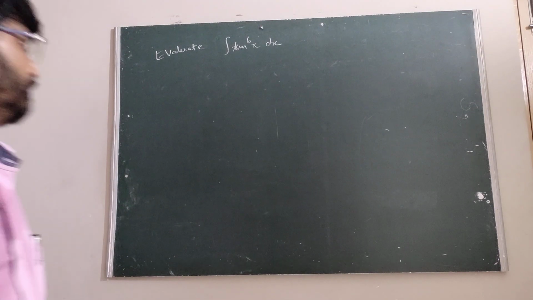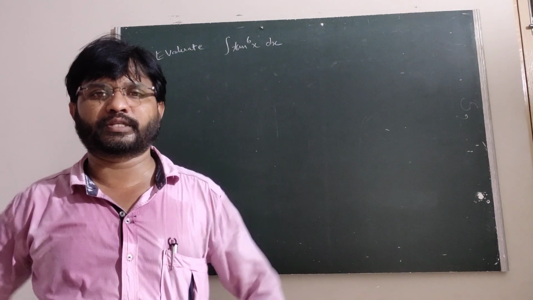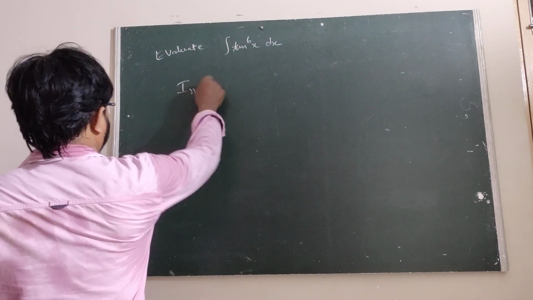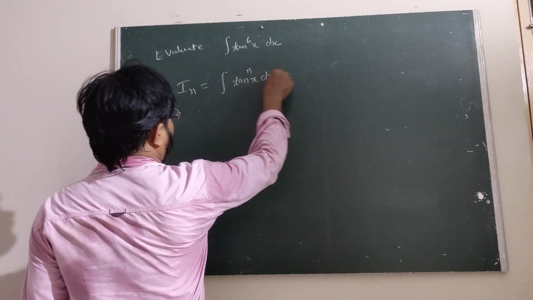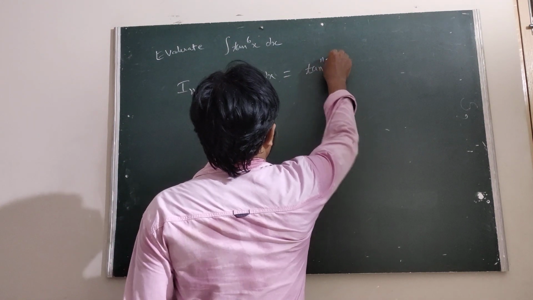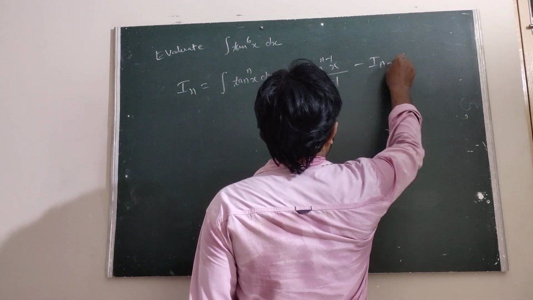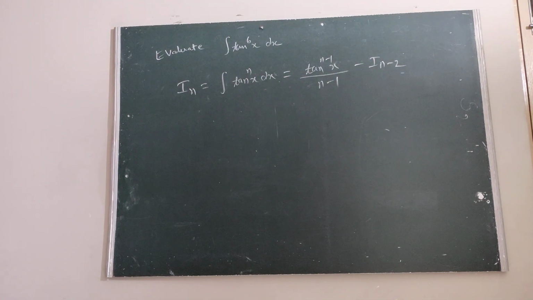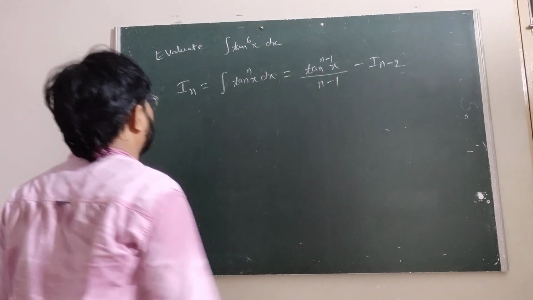Evaluate the integral of tan power 6x dx. Just now we completed the reduction formula: the integral of tan power nx dx is tan power n minus 1 x upon n minus 1, minus I n minus 2. Is it okay? Now we can find I6.